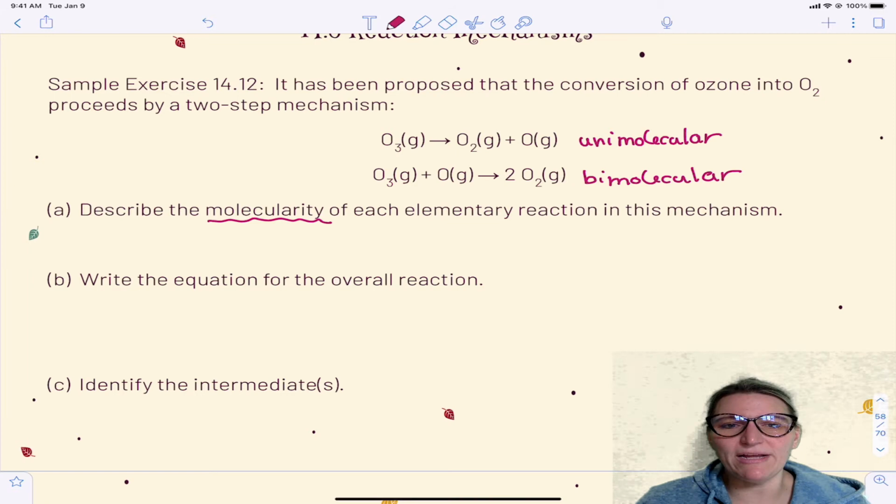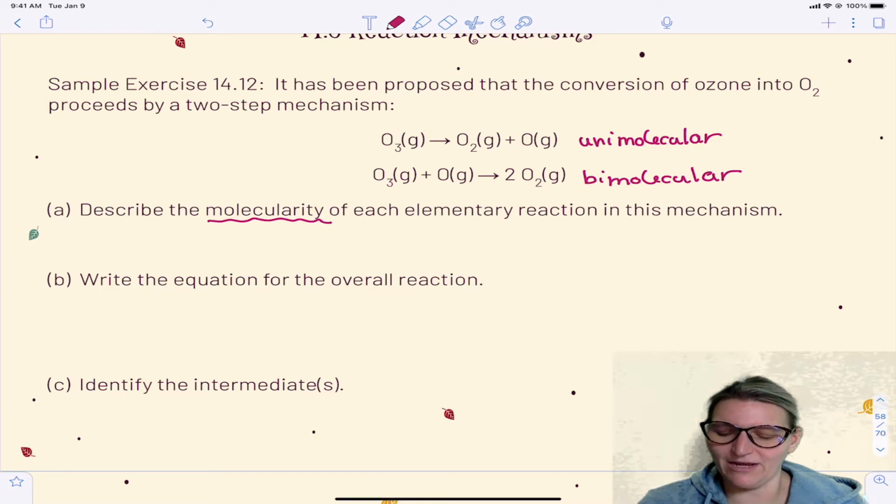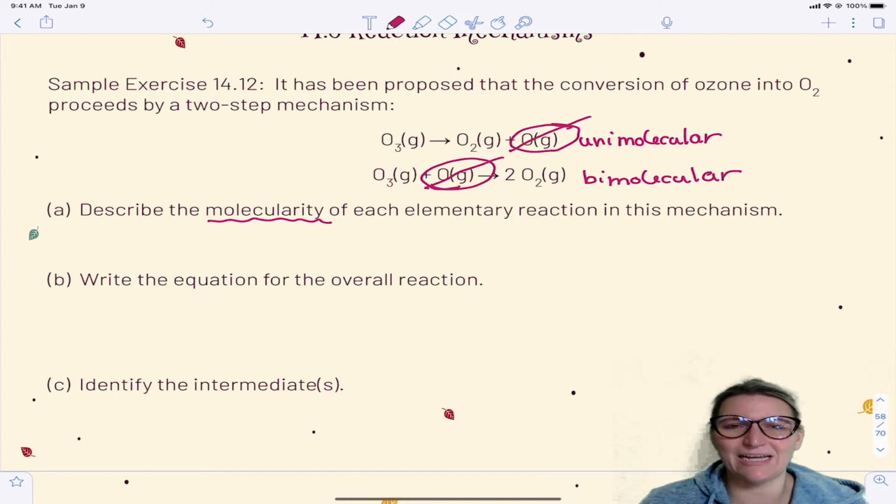Part B says write the equation for the overall reaction. What I'm doing is looking at what I can cross out. I make oxygen as a product in the first reaction and use it as a reactant in a second reaction. That's what I can cross out. So now I just add up all of the reactants and all of the products.